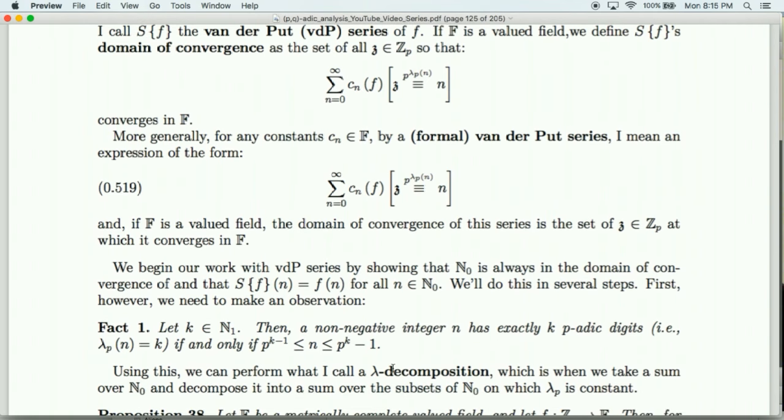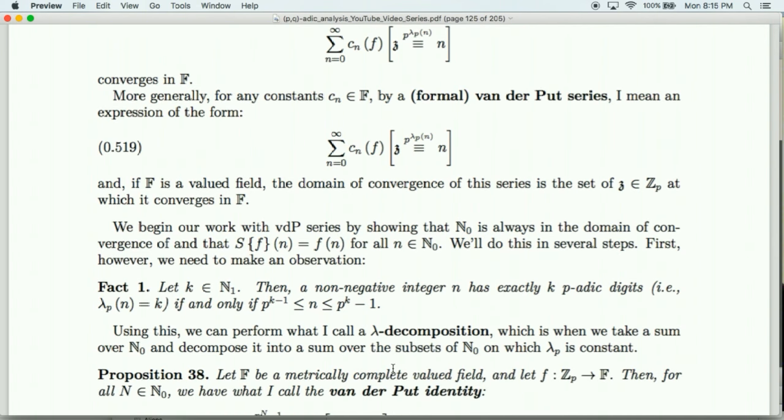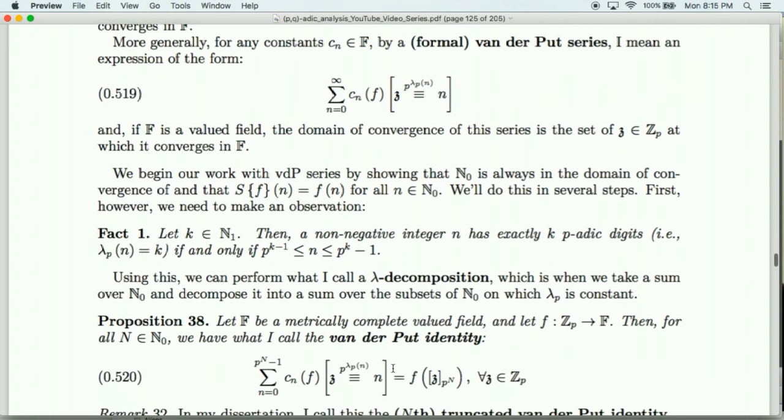Using this, we perform what I call a lambda decomposition. This is where we take a sum over n0 and then decompose it into a sum over the subsets of n0 on which lambda p is constant.